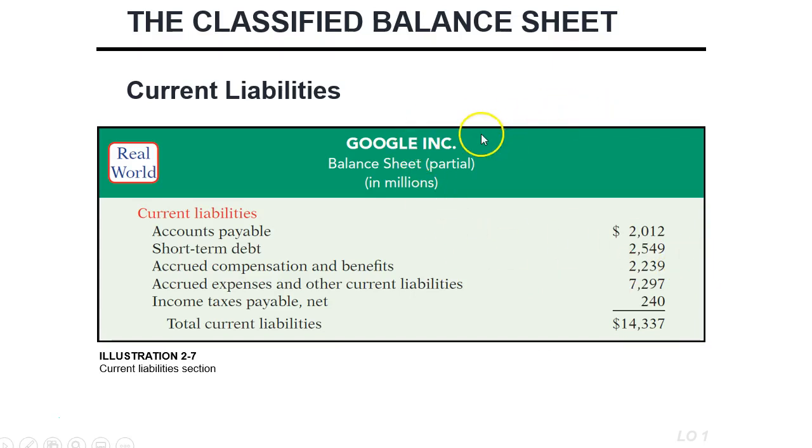Going back to an example of Google Incorporated, this is showing a partial balance sheet of the current liabilities. They had accounts payable, short-term debt, accrued compensation, accrued expenses, and other current liabilities, income taxes payable. So you'll learn more about these terminologies as we go along.